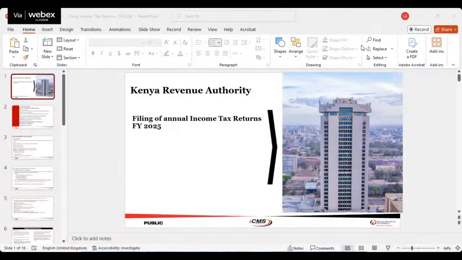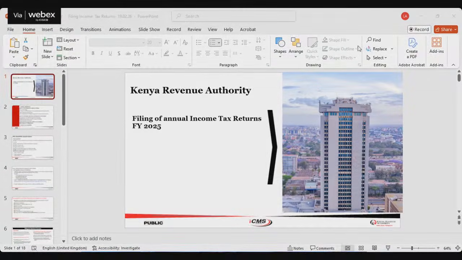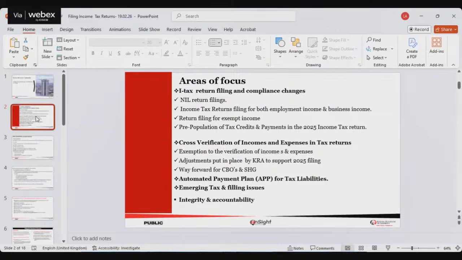Okay, so we'll do just a brief theory part of the return filing. Then later we'll come and demonstrate the actual filing. So this is in regard to filing of return for the year 2025. And this will be our areas of focus.